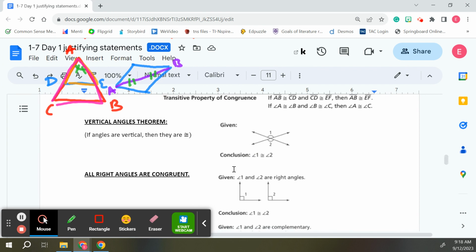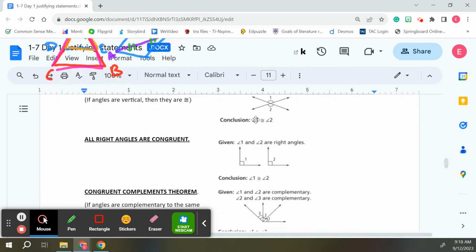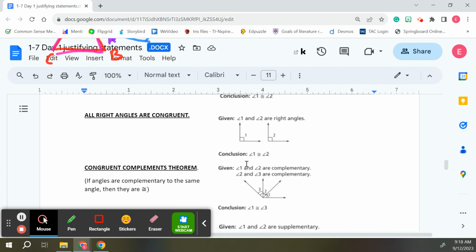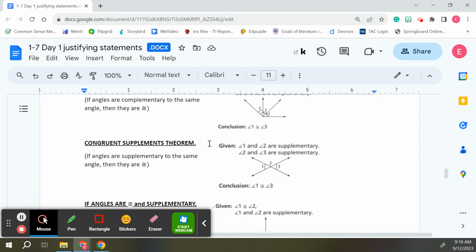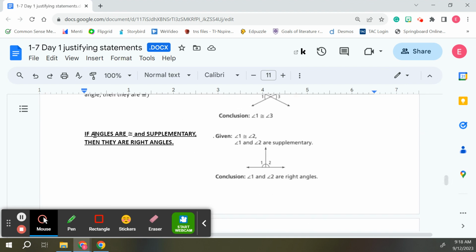All right. So a lot of these theorems are on here from your vocab sheet. Your vertical angles theorem: if angles are vertical, then they are congruent. All right angles are congruent. Congruent complements theorem: if angles are complementary to the same angle, then they are congruent. Congruent supplements theorem: if angles are supplementary to the same angle, then they are congruent. If angles are congruent and supplementary, then they are right angles. Okay, so these were all on that front sheet. Questions on that?